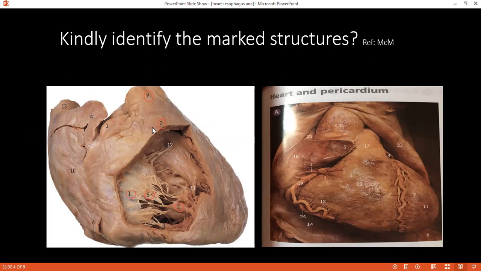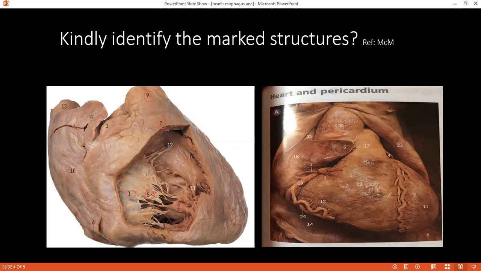Okay. 7. Infundibulum. So the 4. Pulmonary trunk. 4, please. Right auricle. Okay. 1, please. Tricuspid valve. Okay. 5. Chorda tendine. 2, please. Papillary muscle. Very good. Okay. Moving on to right hand side picture.